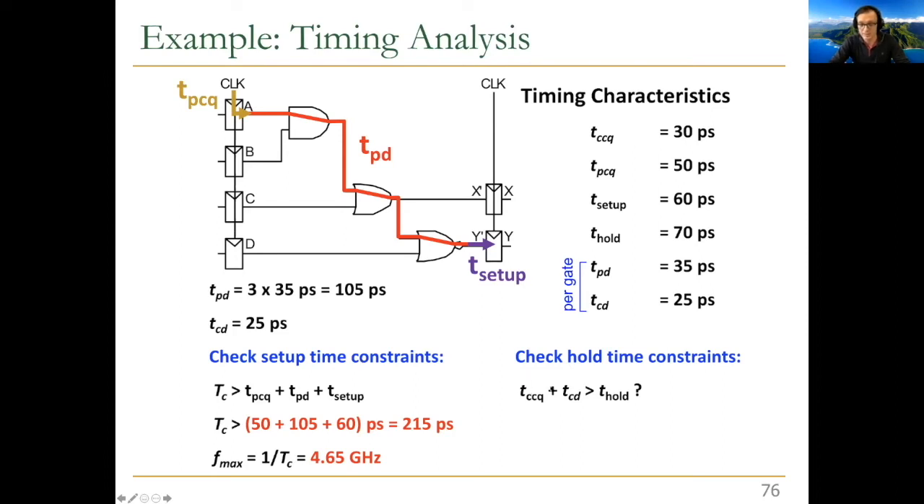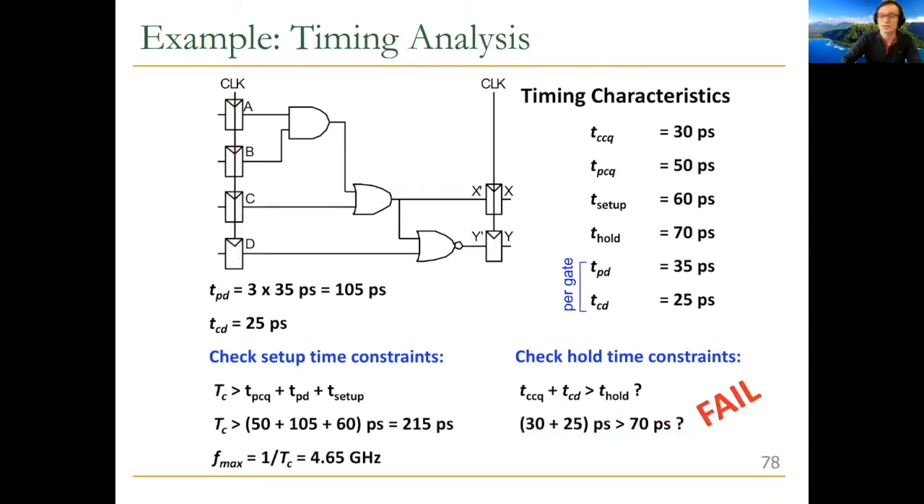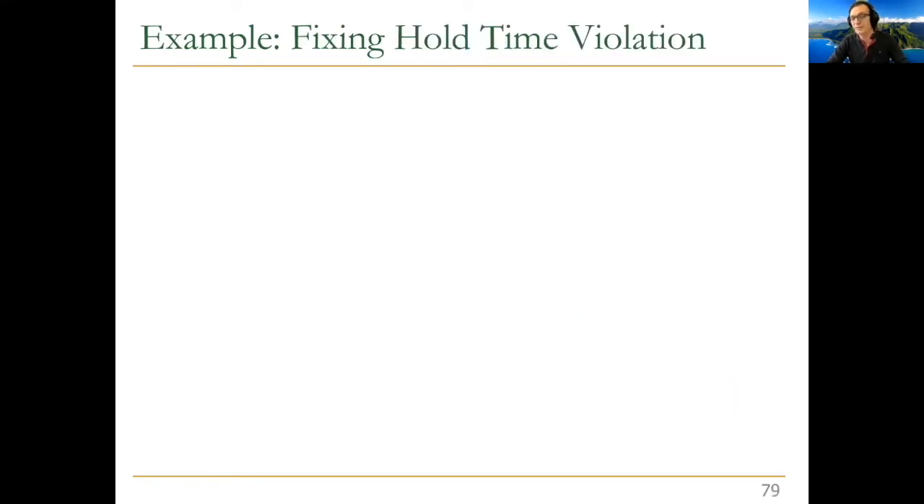TCCQ plus TCD must be greater than our hold time. In this case, TCCQ plus TCD is 55, and it's not greater than 70 picoseconds. So this circuit will fail, which means that you need to go back and do something about the hold time constraints. So how do we fix the hold time constraint?